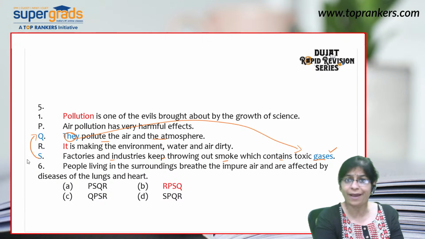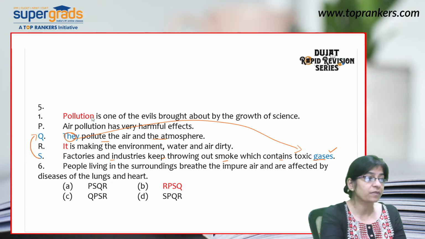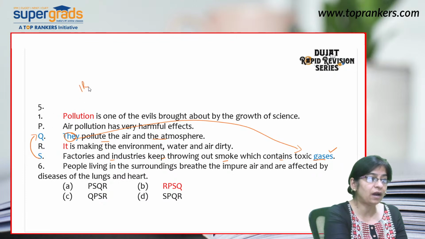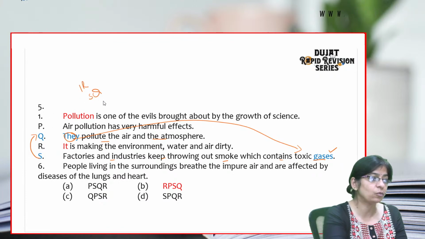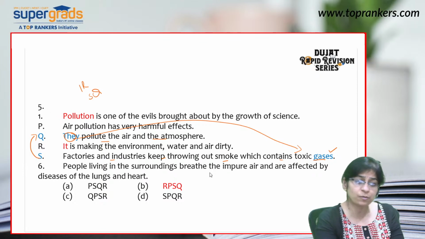So there are two mandatory pairs in this one. One and R, and then you have S and Q. And let's see which offers both of them, S, Q, and R. That's option B. So good job.